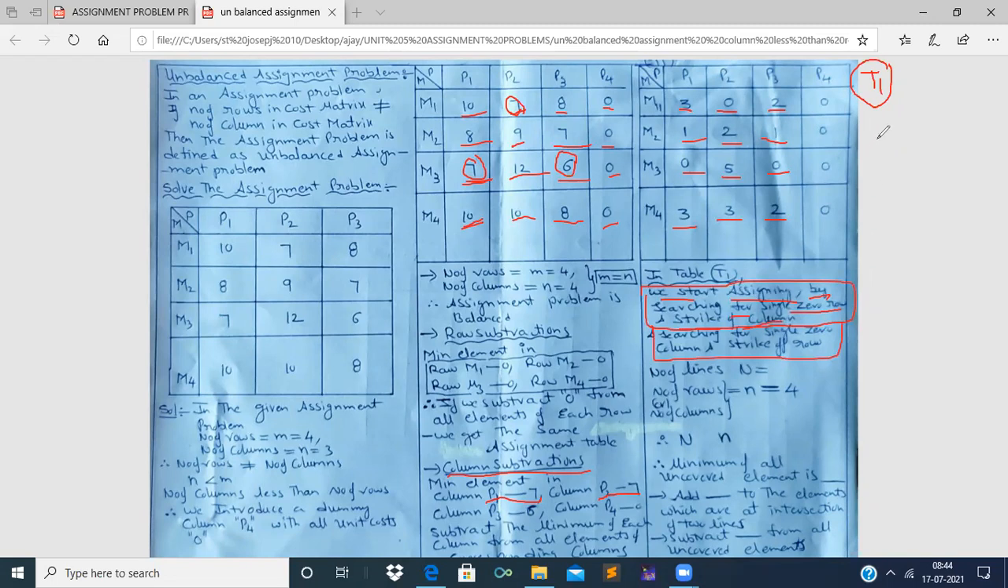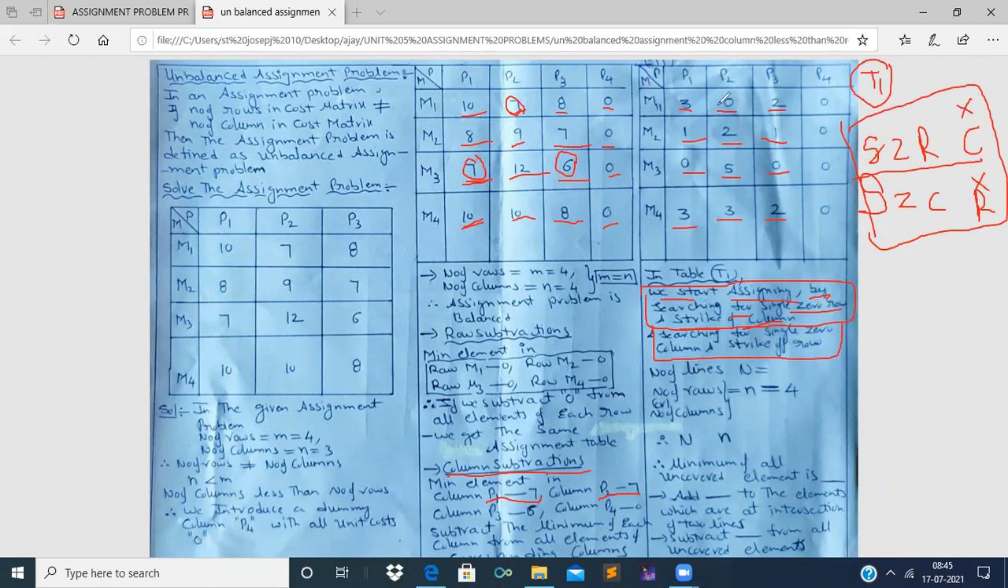See here, the single zero row search should be finished, and we have to strike off columns. Single zero column search should be done, and we have to give assignment and strike off rows, right? So it is what we have written here in table T1. That is, in this table T1, we have to search for single zero rows and strike off columns, and we have to search for single zero columns and strike off rows, right?